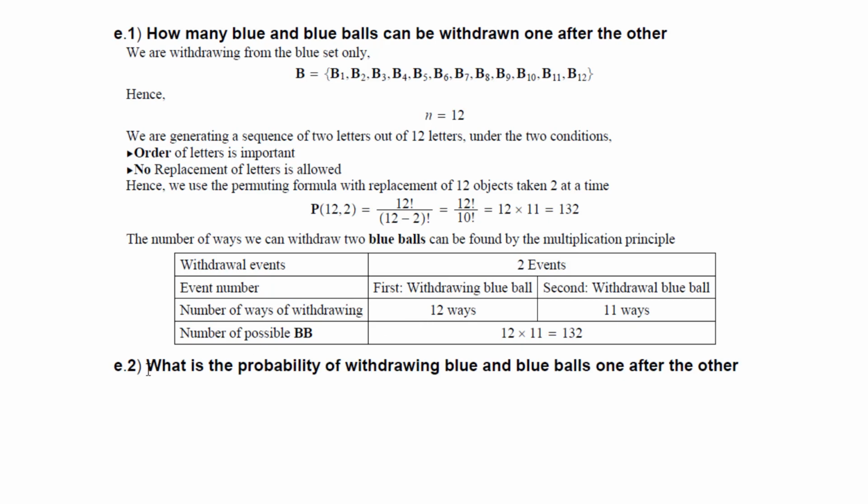Now, what is the probability of withdrawing blue and blue objects one after the other? We divide the 132, which is the number of possible outcomes of this event, blue-blue, by the number of elements in the sample space, which is 380, and we get 0.34. So if we repeat this experiment around 100 times, we are expected to get 34 blue and blue withdrawals out of the 100 itself.